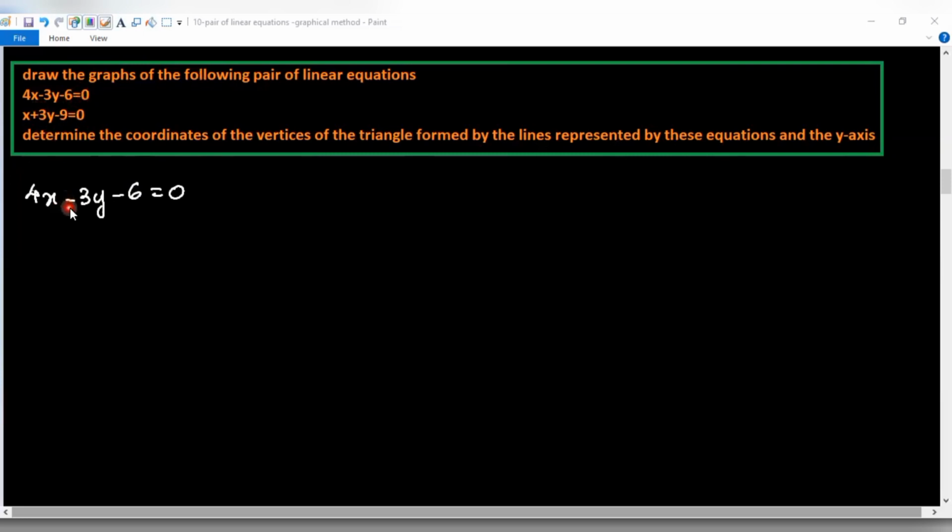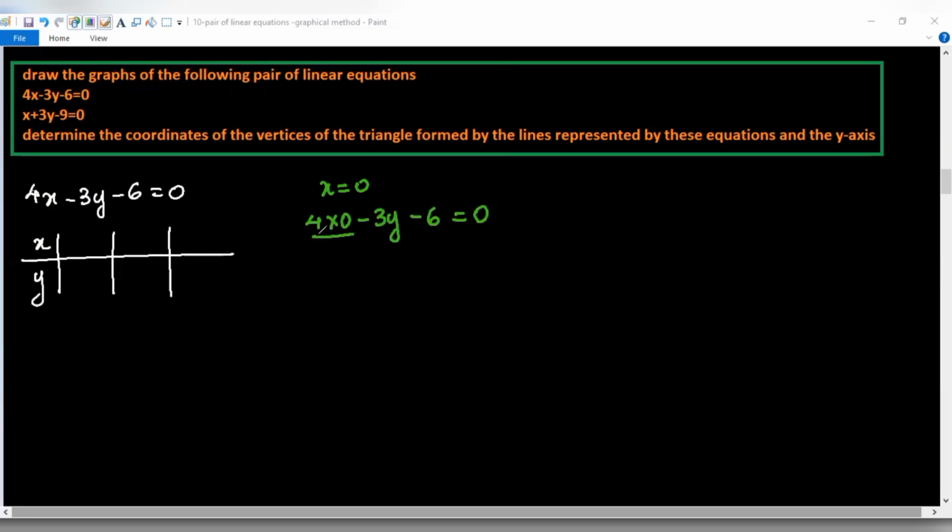Now I have written the first equation here. Now, see, we have to find the corresponding values of x and y, x and y values which will satisfy this given equation. So let us try. If x is equal to 0, what happens? X equal to 0, then this will become 0, no? 4 into 0 minus 3y minus 6 equal to 0. 4 into 0 is 0. So minus 3y minus 6 equal to 0.